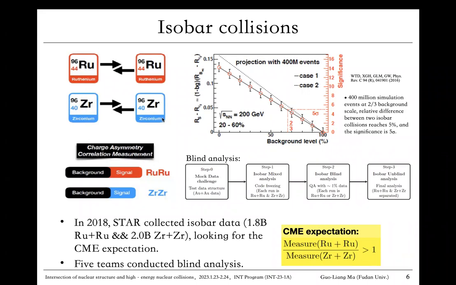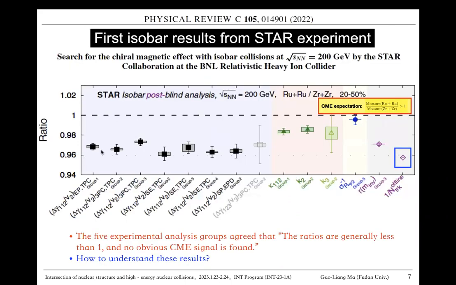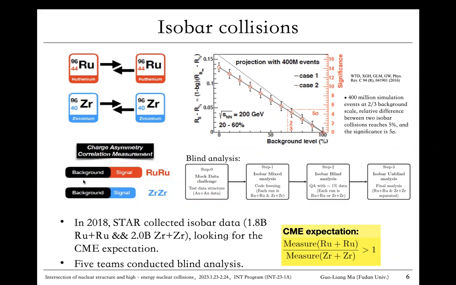Ruthenium and zirconium have the same mass but different charge. Because of the same mass, we expect they have the same background, but different charge. Ruthenium has more charge, so we expect ruthenium has a larger CME signal than zirconium with less charge. In our work, we predicted that with 400 million events at two-thirds background level, the relative difference between the two isobar collisions can reach 5% with 5 sigma significance.